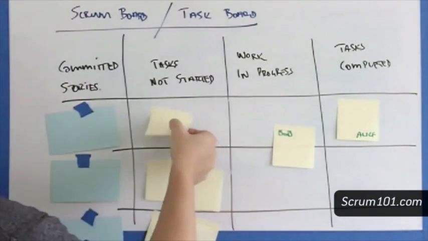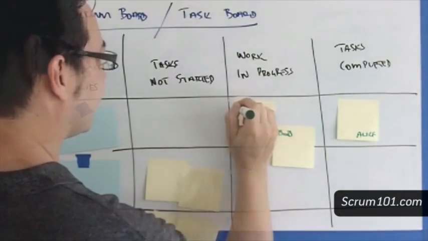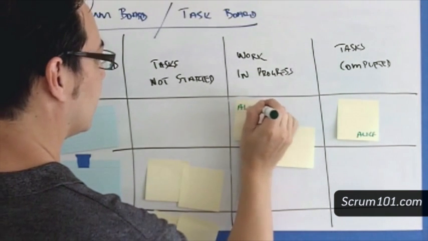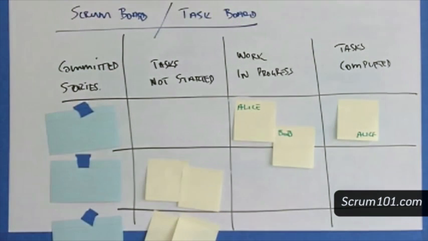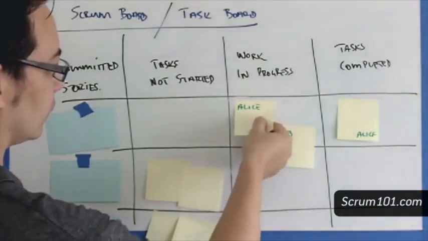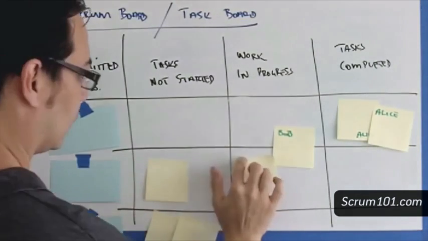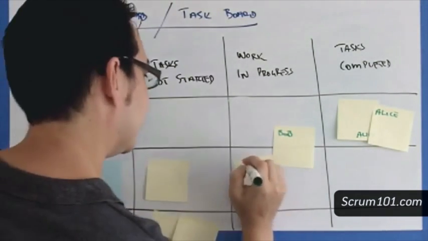She'll then take a new task from the not started column and place that in work in progress. Bob may still be working on his task, so that stays there in the work in progress column. The following day, Alice has again completed her task, and she'll move that again into the completed column and take a new task from the not started column.